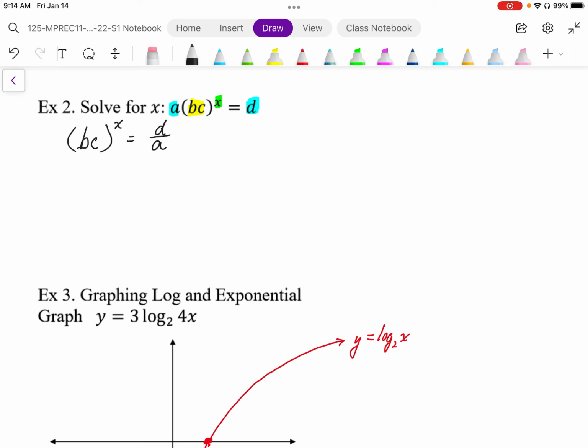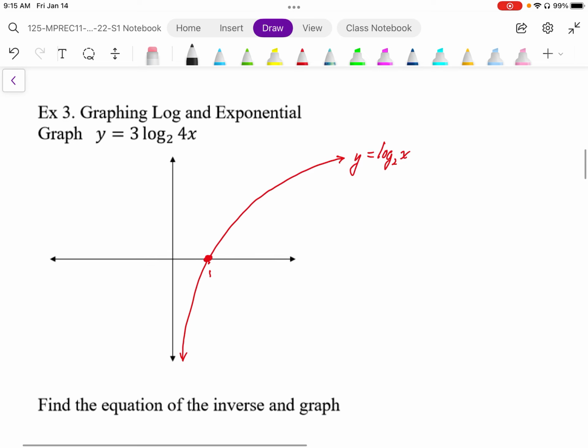Now at this point, we have our argument defined, we have our base defined, and we have our exponent defined. So now we can apply logs. So at this point, applying the log, we have log, the base is BC, the argument is D over A, and the exponent is X. That's what the log is going to be equal to. So now at this point, we've solved for X.